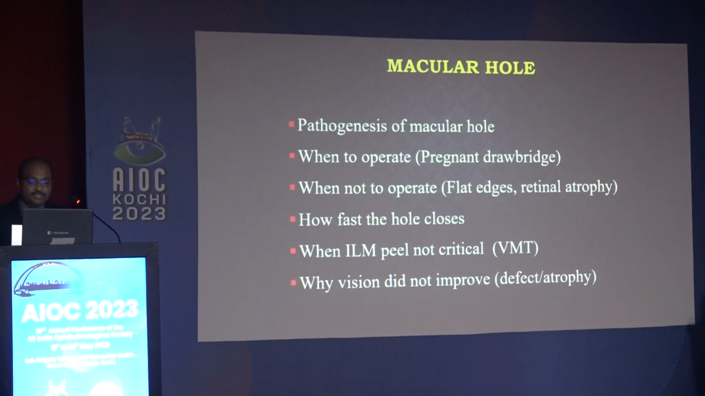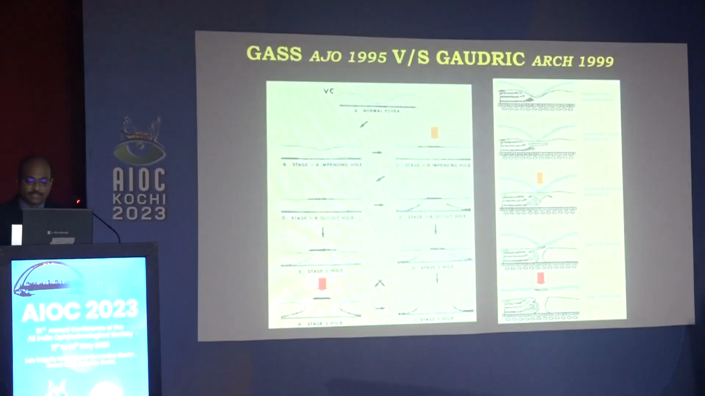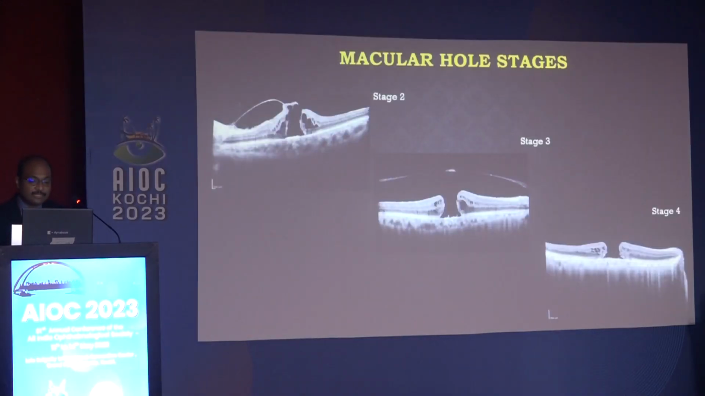Macular holes, OCT tells us a lot about pathogenesis, when to operate, when not to operate, how fast a hole could close, when ILM peeling is not critical, why vision did not improve. So this is the classification which was put out first by Gass and Gordon, and it gave us an OCT correlate, so you can read about it. So these are the different stages.